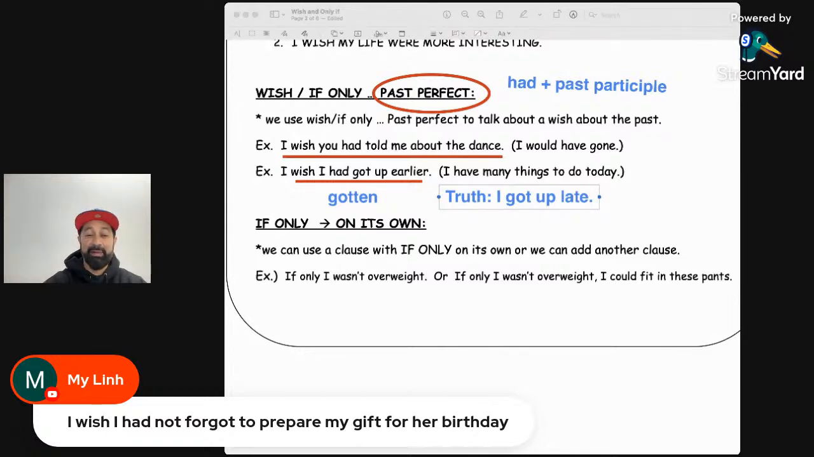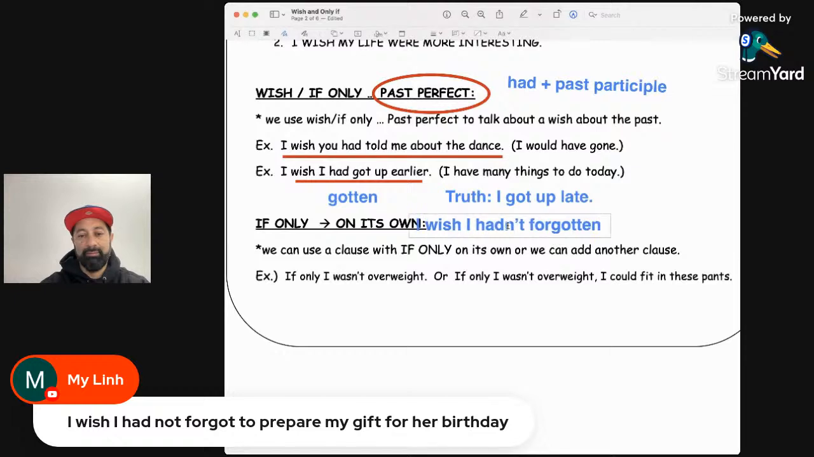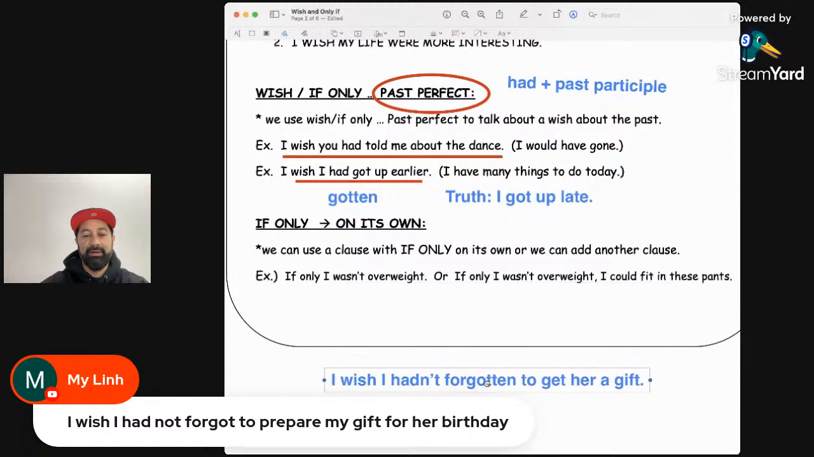This could actually, Mylin, be in the past perfect situation because you forgot. So you want to change the past. So I wish I hadn't forgotten her gift. I'll put it down here. I wish I hadn't forgotten to get her a gift.